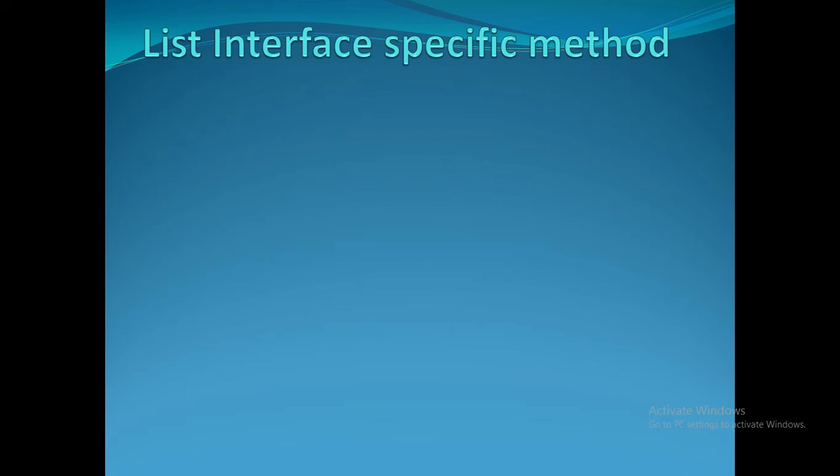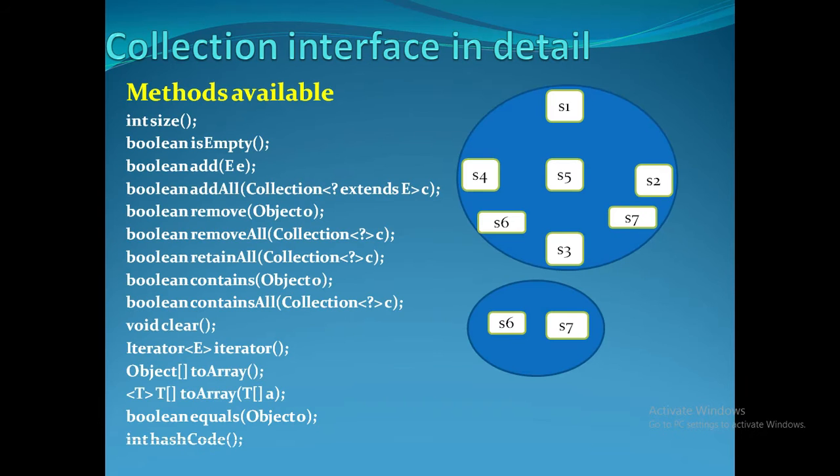So what are the list interface specific methods, right? In collection we have seen, let me show you that. So these are the methods available in the collection interface. As I already told, the list interface is the child interface of the collection interface.